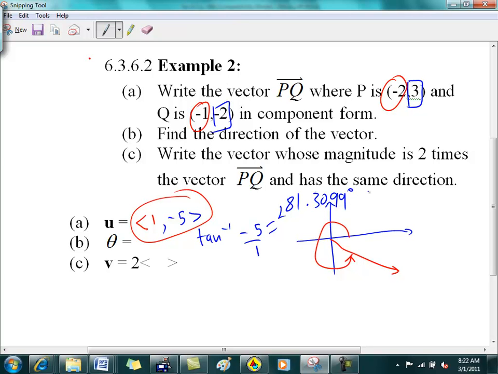Can someone check Chewy's work here? Anybody got the calculator? Nilay, what do you get? Same thing. Okay, nice. Is everybody okay on this? 281.3099. Okay, and then it says write the vector whose magnitude is 2 times the vector PQ and has the same direction.